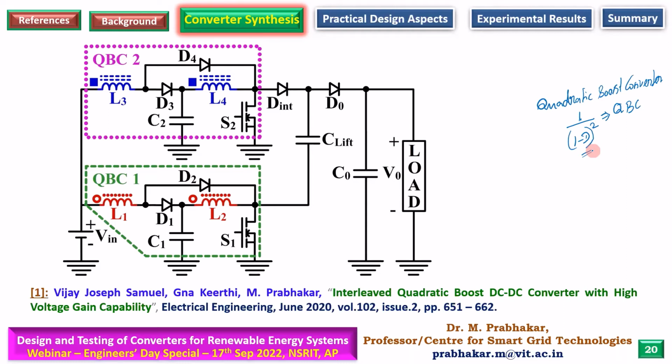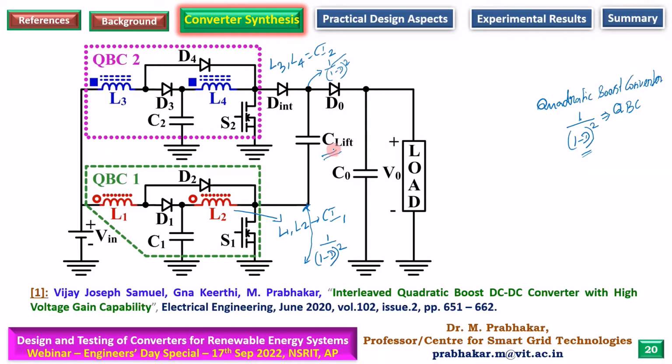So here we are using, see, L1 and L2, they are combined in one core, that is called a coupled inductor. So L1 L2 will form one coupled inductor, I will call it CL1. Similarly, L3 and L4 are wound on another coupled inductor, that I will name as coupled inductor 2. Voltage lift technique. So here at this point and ground, if you take it, it is a quadratic boost converter, so the voltage gain will be 1 by (1 minus d) the whole square.